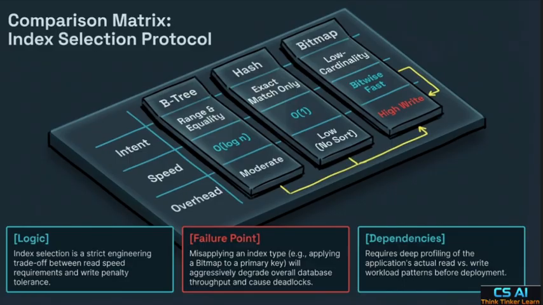Here is the index selection protocol matrix. Choosing an index is a strict engineering trade-off. B trees are for range and equality with moderate overhead. Hash indexes are for exact matches with low overhead but no sorting. Bitmaps are for low cardinality with fast bitwise reads but high write penalties. Misapplying these, like putting a bitmap on a primary key, will aggressively degrade your throughput and cause deadlocks.